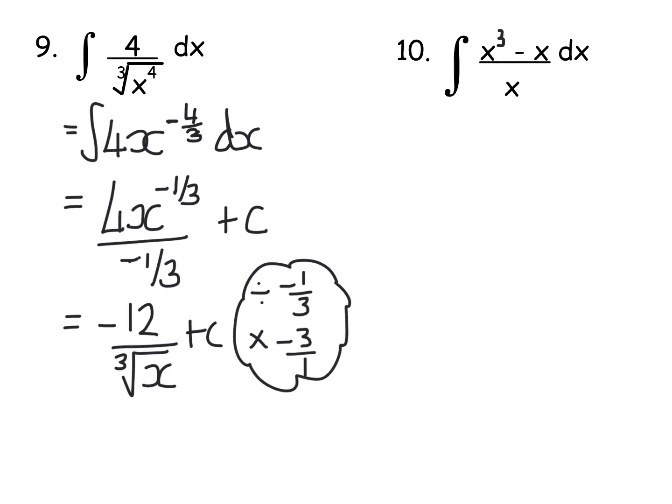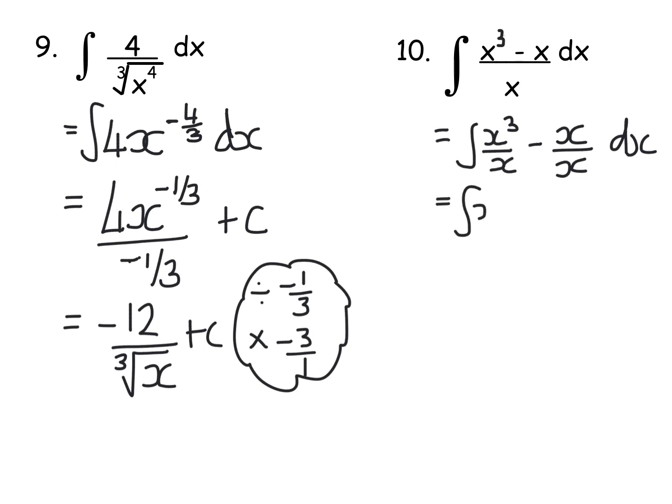Okay, I've just changed question 10 a little bit. So when you've got all over a term, we can split that up into the integral of x cubed over x, minus x over x cubed. Sorry, what am I saying? X over x dx. And then simplify this down, so this is going to be the integral of x squared and the integral of 1.